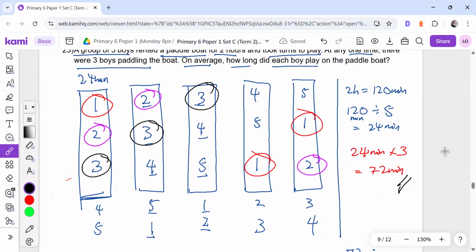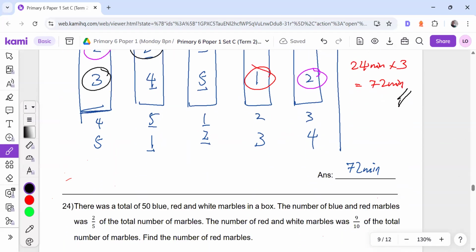Got it? So if there are 5 person, 5 games. If there are 10 person, 10 games. So that's a clue. Do I need to draw all these? Actually, no need, right? There's a concept here. 5 person, 5 games. 10 person, 10 games. Okay, something like that. Okay, let's go to the next one.